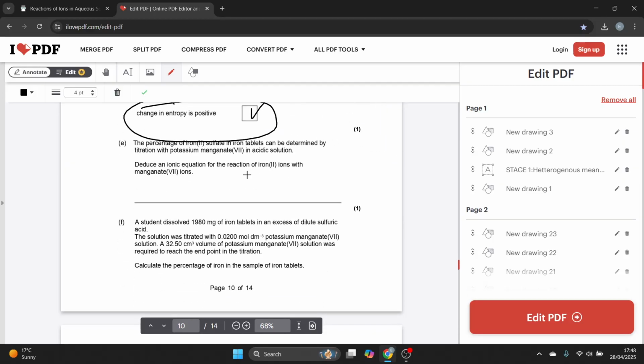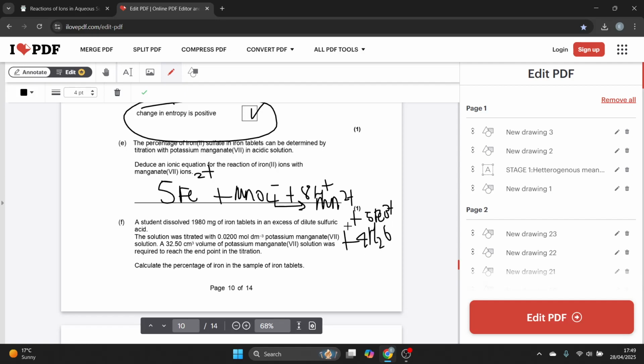Okay. Write an equation for the reaction of iron(II) ions with manganate ions. So again, this equation you do need to know. 5Fe2+ plus MnO4- plus 8H+ gives Mn2+ plus 5Fe3+ plus 4H2O.